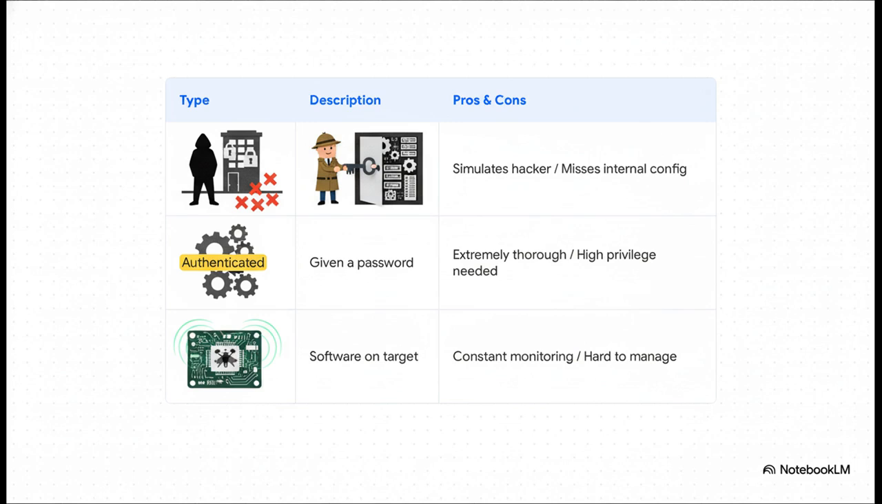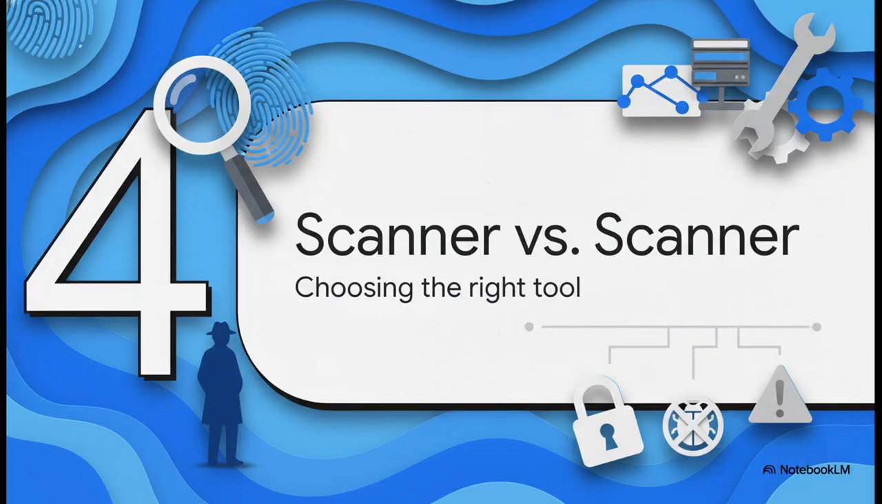And finally, you have agent-based scanning. This is like installing a tiny little piece of software, an agent, directly on the machine. That agent is like a permanent informant, constantly reporting back on the machine's security posture. They all have their pros and cons. Now, just like you have different types of detectives for different crimes, not all scanners are the same. It's all about choosing the right tool for the specific job.